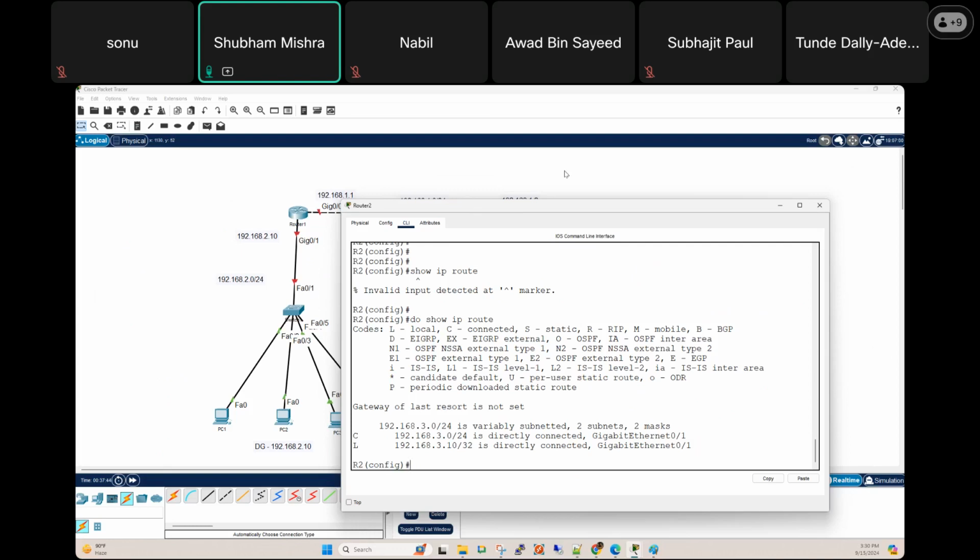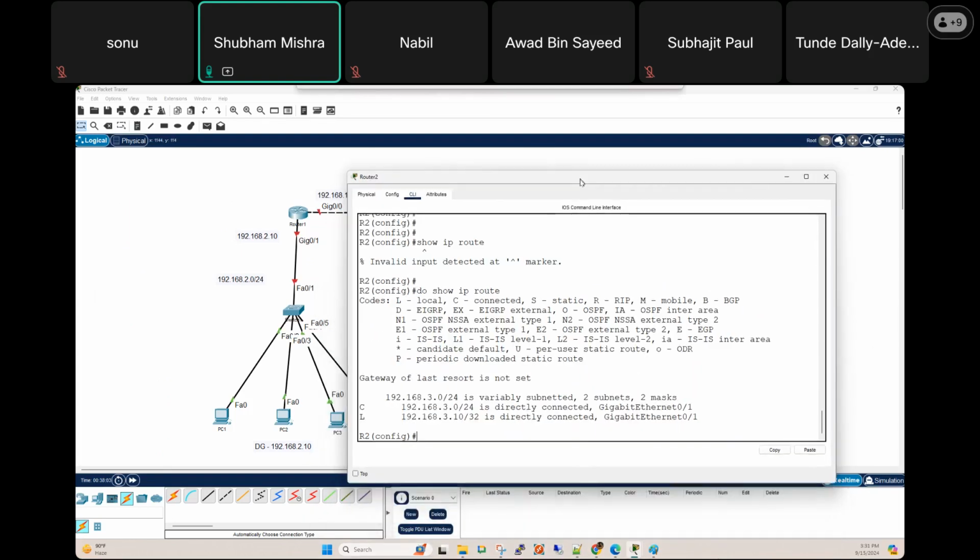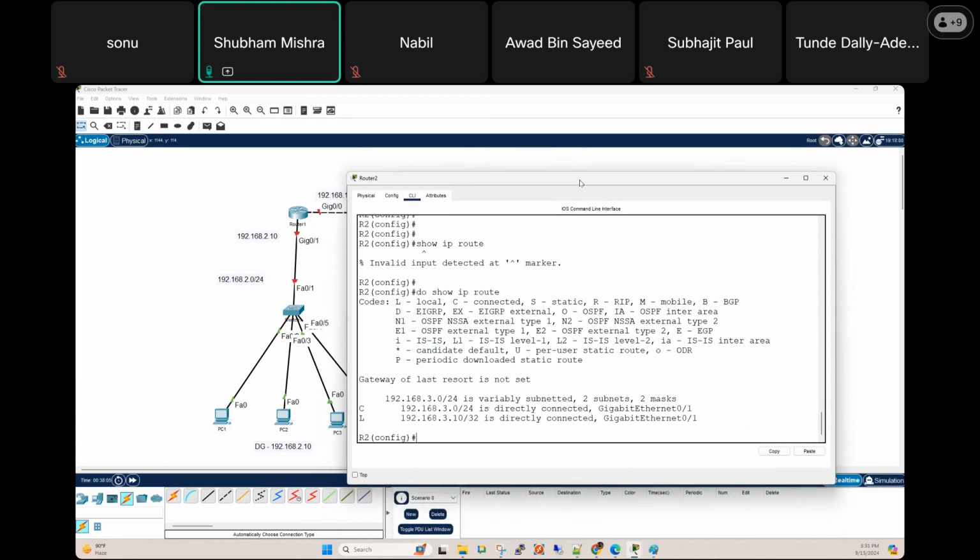But let's suppose you are working in global configuration mode and you want to check the result in the same mode, without going to privilege mode. Then you can write the command here, but before it you need to write the keyword do. That's all. Is it done now, everyone? Yes or no? Clear now?